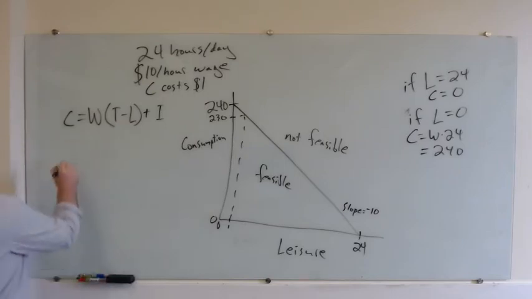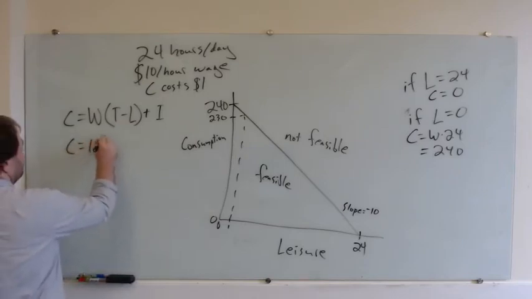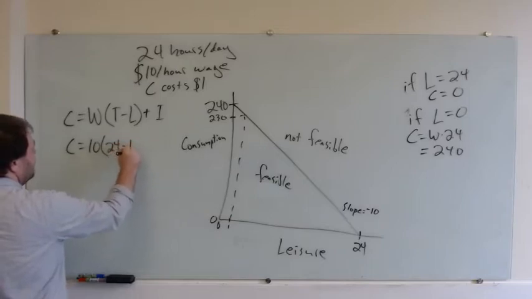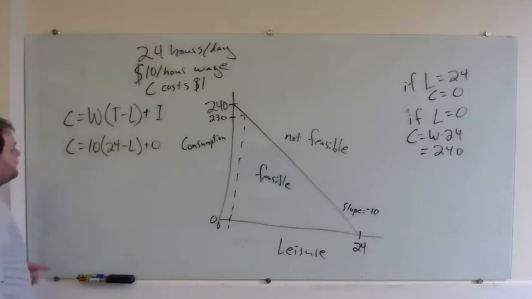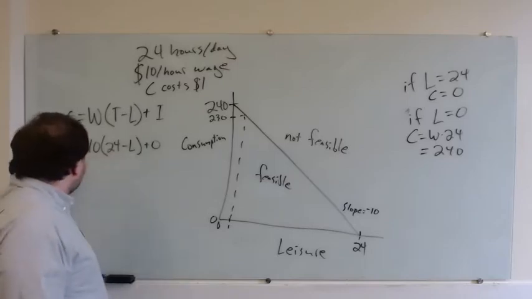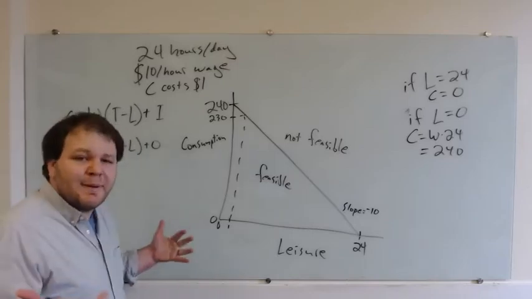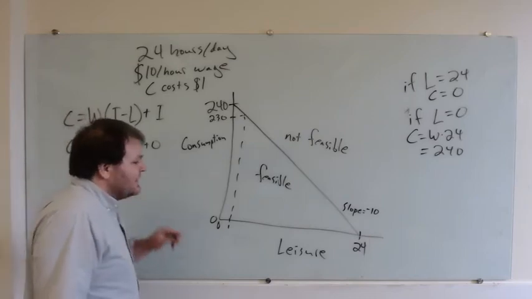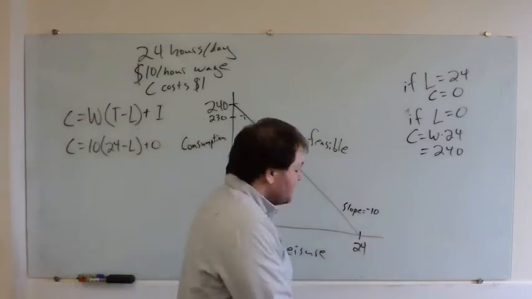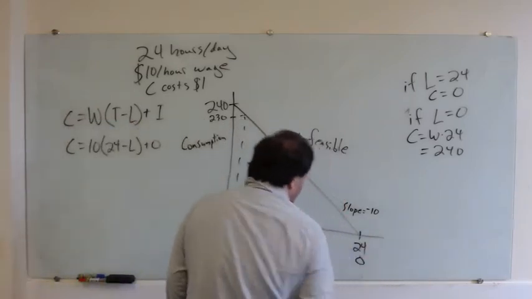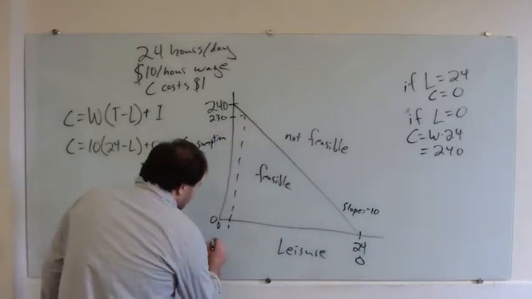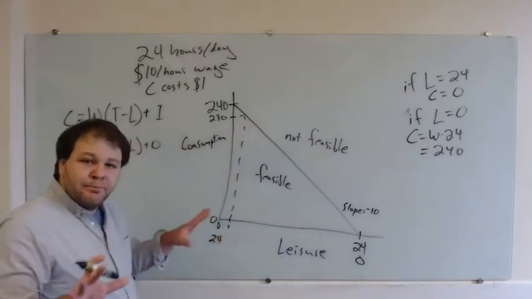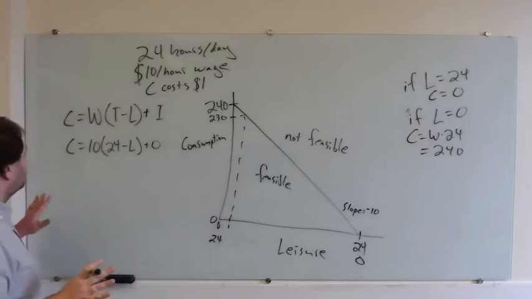So in this case, I'll say my consumption is just 10 times 24 minus L, plus 0. Why does this make sense? Well, for every hour that I spend working, I get $10. How much time do I spend working? 24 minus the amount of time that I spend in leisure. So when I spend 24 hours in leisure, I spend no time working. When I spend 0 hours in leisure, I spend 24 hours working. Make sense so far? Cool.